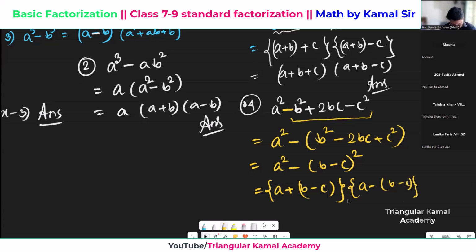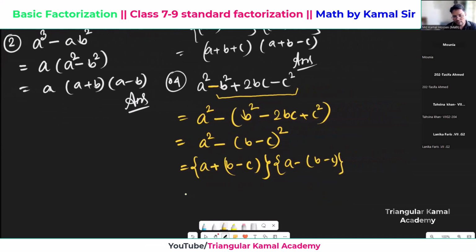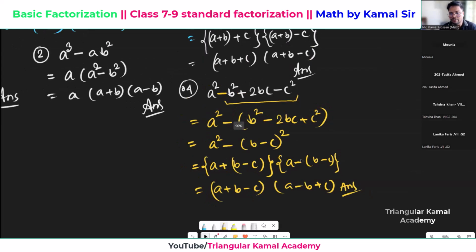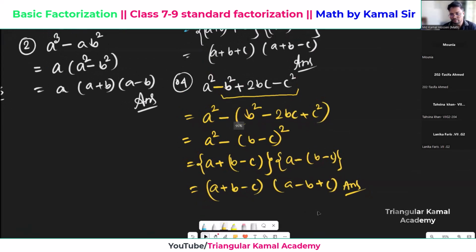Okay. Now the final line. Inside the second bracket, do simplification. This is plus, so if we multiply b minus c by plus, there will be the same expression. A minus b. Now multiply: minus plus minus, minus minus plus. So this is the fourth math, an application of the a square minus b square formula. Another math we will solve by using the a square minus b square formula. So now this is number 5.